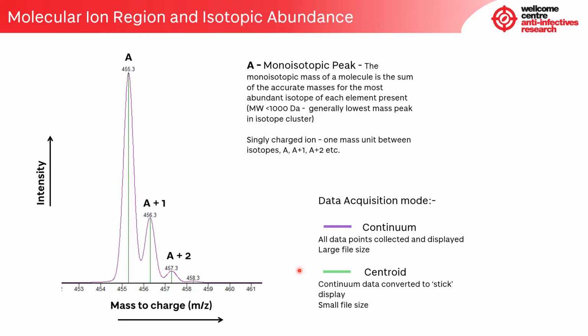It's possible to convert each peak to a single XY point. This is called centroid or stick mode. The intensity of the peak is positioned on the y-axis and a perpendicular drop to the x-axis gives the mass to charge. This has the advantage of greatly reducing the file size, particularly as a threshold can be set and anything below that threshold discarded.